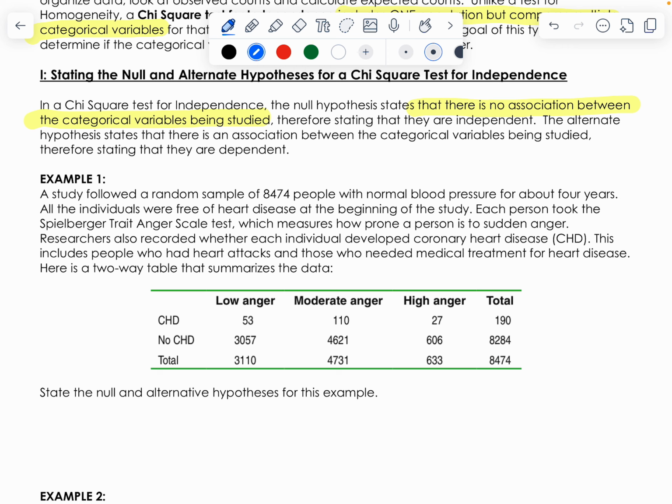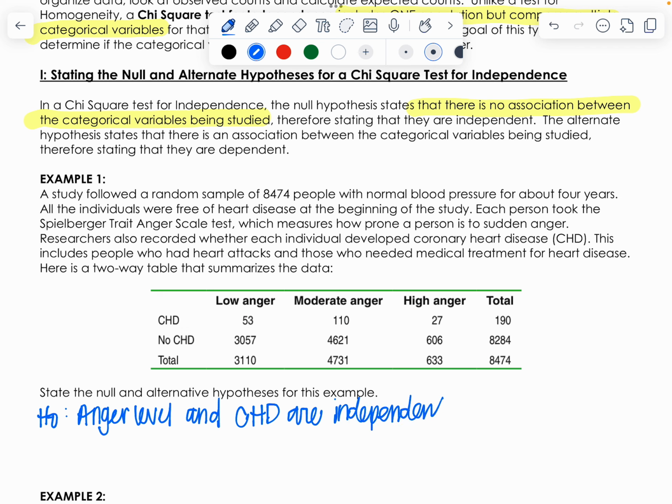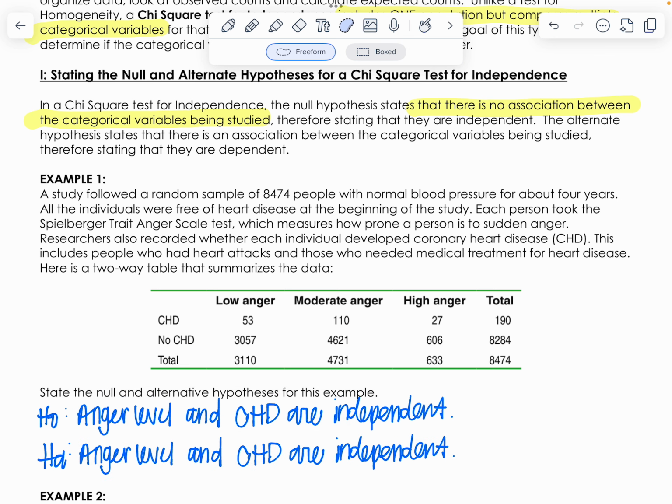All right. Our null hypothesis will say anger level and coronary heart disease are independent. And our alternate will say that they are dependent. Anger level and coronary heart disease.